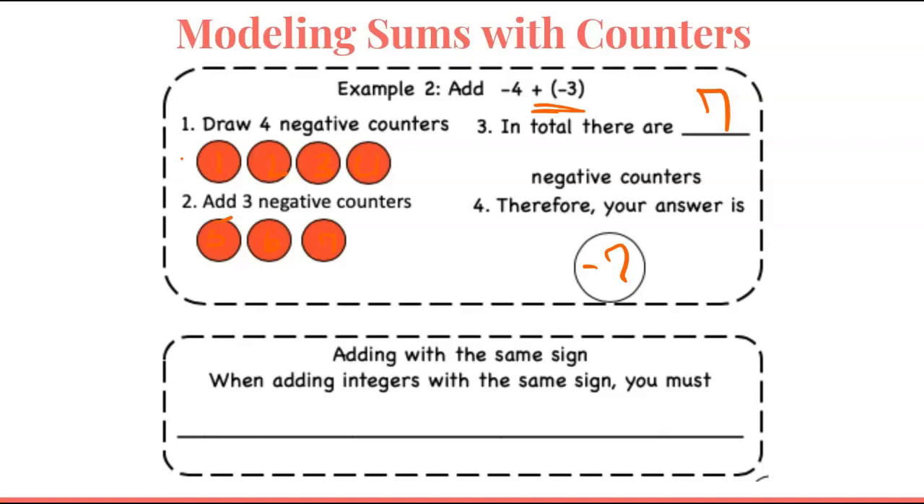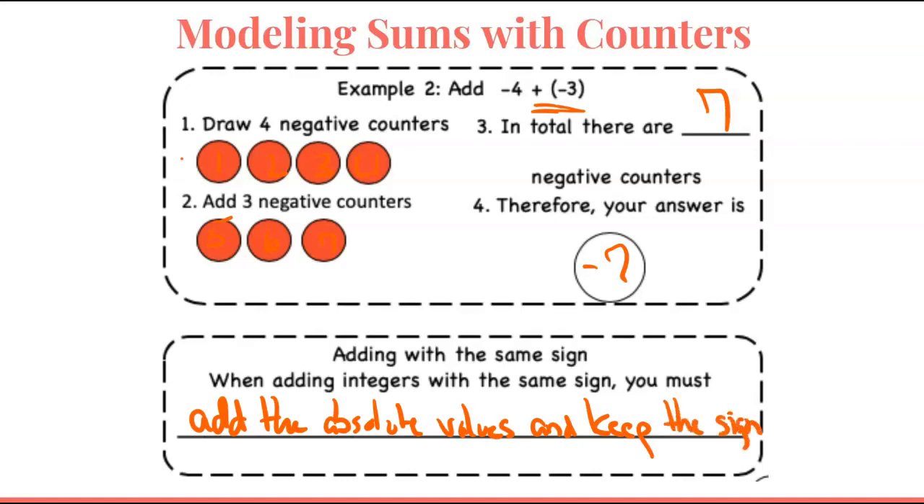So we can kind of condense this down into a rule that says when adding integers with the same sign, you must add the absolute values, so the positive versions of those numbers, and then we keep, running out of room here, I keep the sign. So if they're both positive, my answer is positive. If they're both negative, my answer is negative.